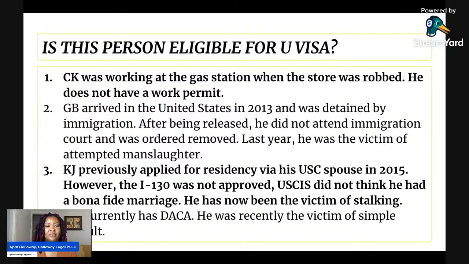Yes. There is a difference between KJ being found to have committed a fraudulent marriage versus a finding of not having a bona fide marriage. So KJ is not going to be prevented from seeking a U visa as a victim of stalking, which is a qualifying criminal activity. All right. So WB currently has DACA. He was recently the victim of simple assault.